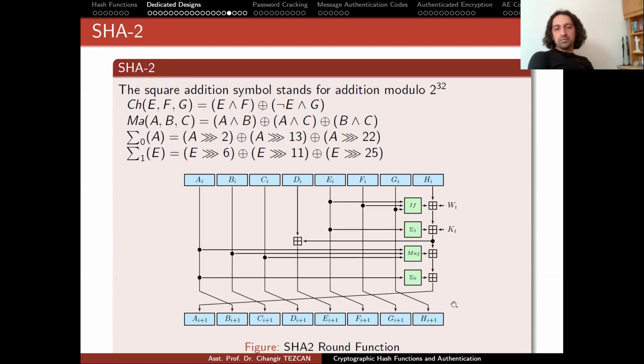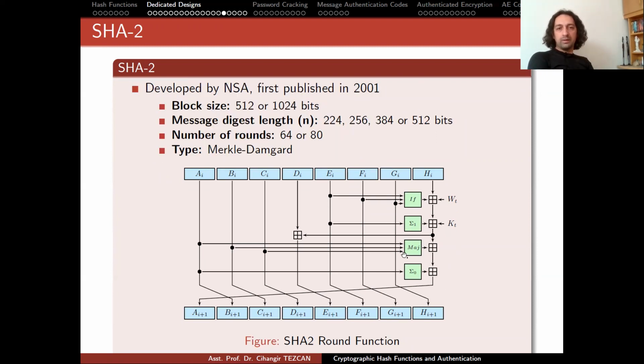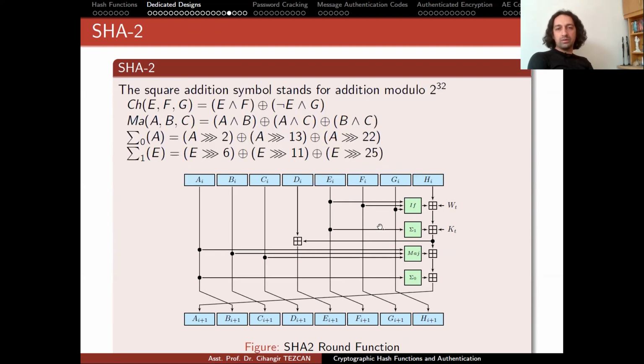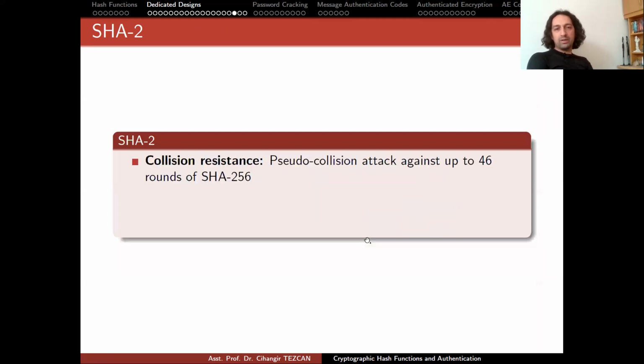The number of rounds are again large, and there are many operations. So far nobody came up with a collision attack, but as far as I know, the best pseudo collision attack against this hash function can find collisions when you reduce the number of rounds to 46. So the full SHA2 is secure.